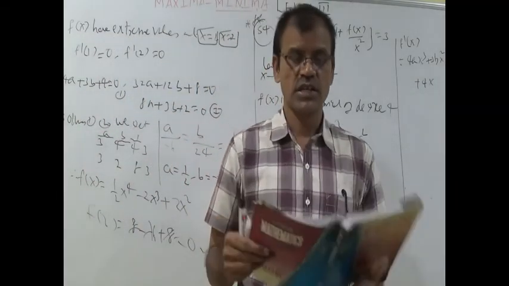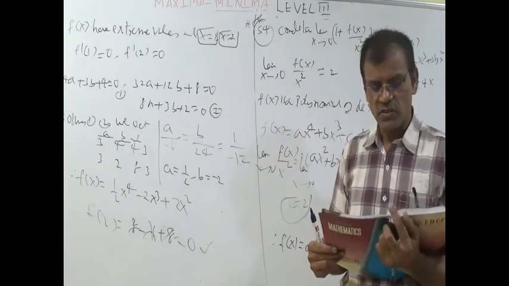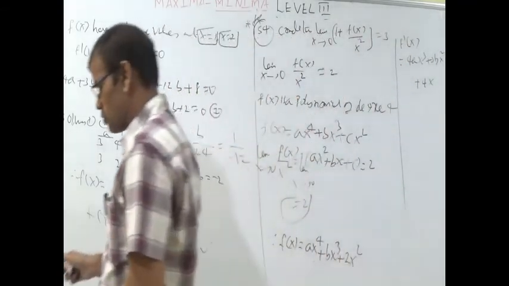Now let us discuss the last sum of level 3. A wire of length 2 units is cut into 2 parts.